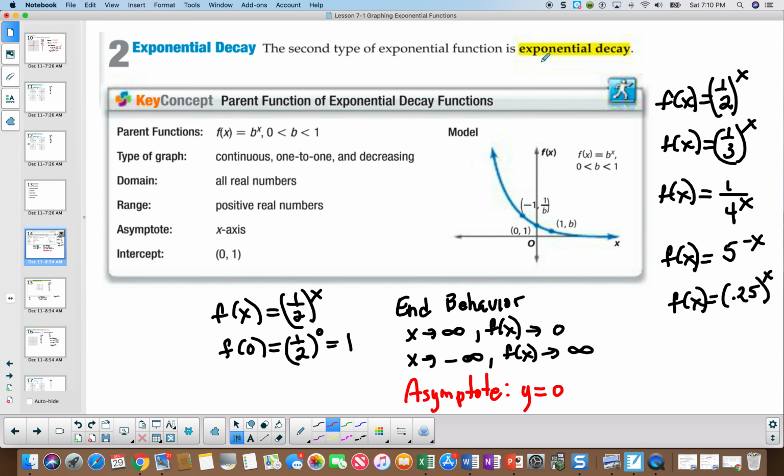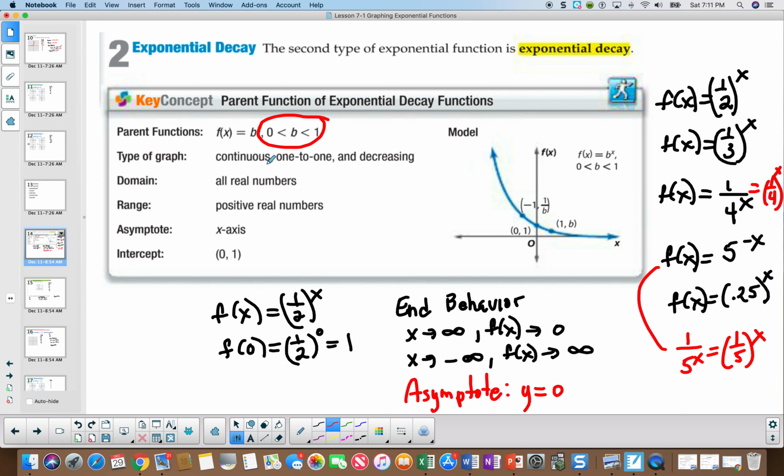It still has an exponential form. It's 1/2 to the x power, 1/3 to the x power, because we have to have our base be between 0 and 1. And this is the same thing as 1/4 to the x power. And this is the same as 1/5 to the x power. So all of these are examples of decay.